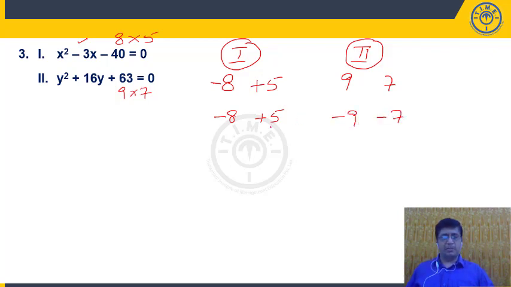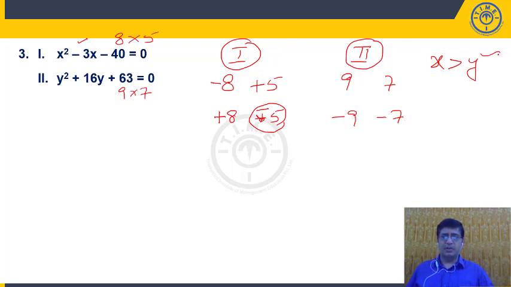So what is the comparison? The positive value is greater than the negative values, means the value of x in the first equation is greater than the value of y in the second equation, means x is greater than y. Okay, what about minus 8? So minus 8 will become here plus 8, sorry. This is plus, it will become minus, and here plus. So minus 5 is greater than minus 9 and minus 7.